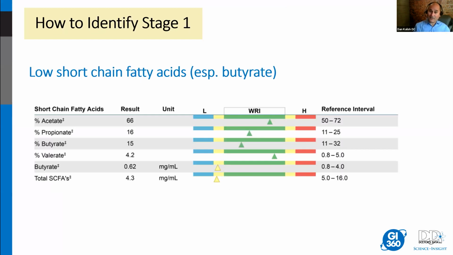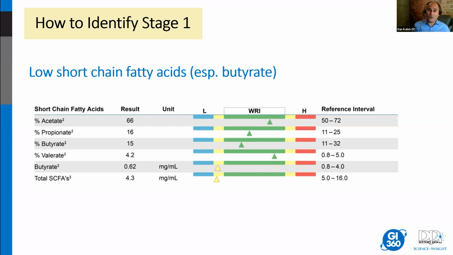On the lab itself, how do you find that? Well, it's pretty easy. Look under the section for short chain fatty acids first. In some ways this may be a little unfair, but butyrate's kind of like the star of the show here. So butyrate, if it's low, and not to denigrate acetate or propionate or valerate, but butyrate's kind of the main one that you want to focus on. But you should look at the others as well.